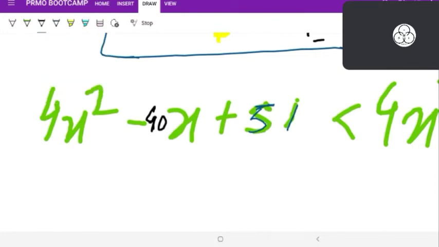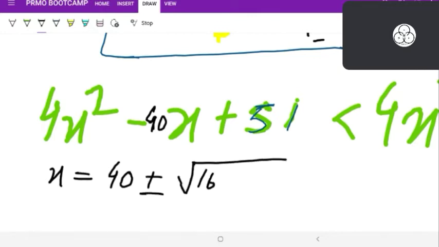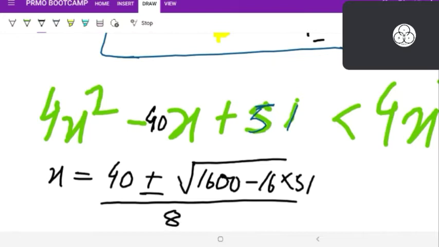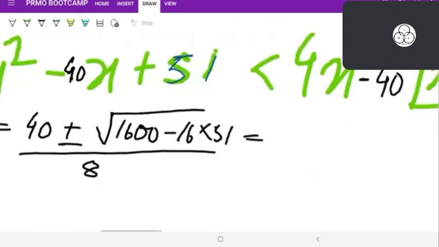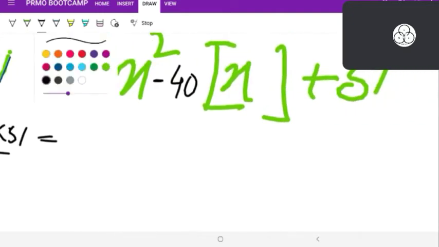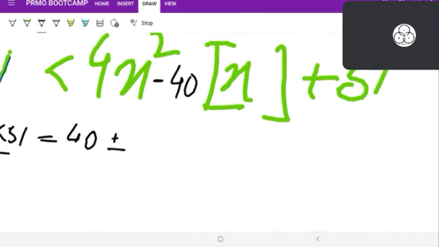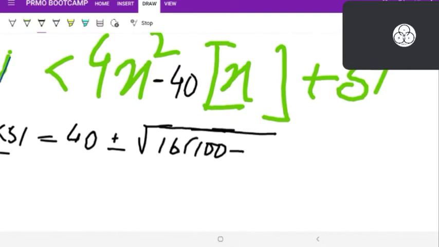What are the roots basically? 4x square minus 40x. x equals to minus b plus minus root over of 1600 minus 4ac, 16 into 51, by 2a, that is 8. Quadratic formula, we all know this. Minus b, 40 plus minus, 16 was common on both sides. Root over of, let us take 16 common, this will be 100 minus 51. Oh, that's easy factorization, not a difficult one.